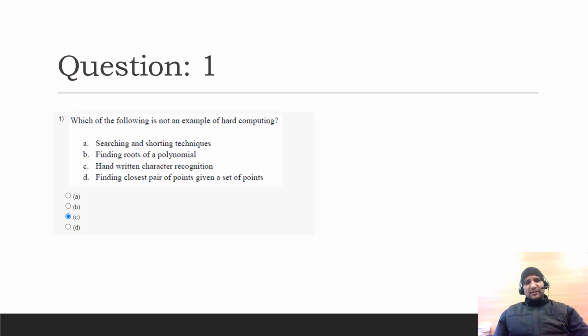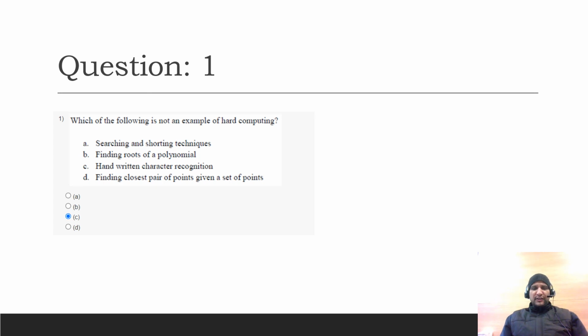So today I will discuss Assignment-1 of Introduction to Soft Computing. The very first question: which of the following is not an example of hard computing? Hard computing and soft computing, as we know, soft computing is used when there is uncertainty and for very complex and non-linear problems. But hard computing is used when a precise solution is required. So which of the following is not an example of hard computing?